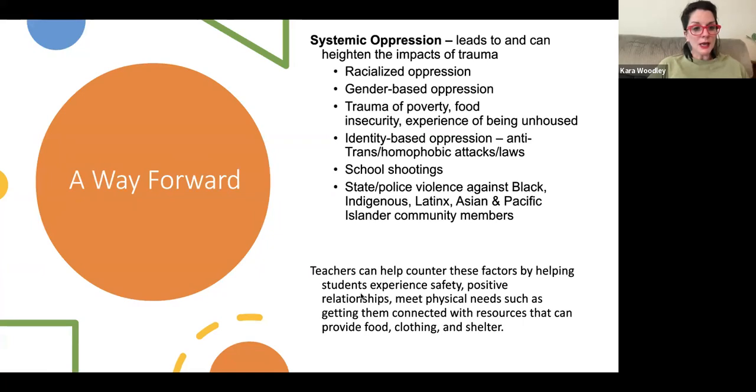So when we're looking at a way forward, how to support these students, we also need to understand that some of our students have experienced systemic oppression. These can lead to and can heighten the impacts of trauma. And when we're looking at this, this is the culturally responsive part of what we're going to be looking at this semester. We're looking at racialized oppression, gender-based oppression, trauma of poverty, food insecurity, experiences of being unhoused.